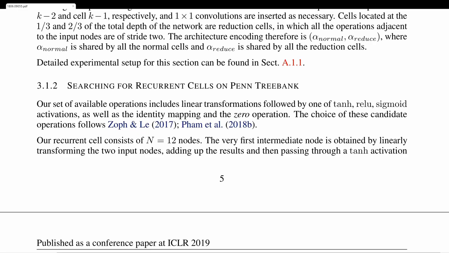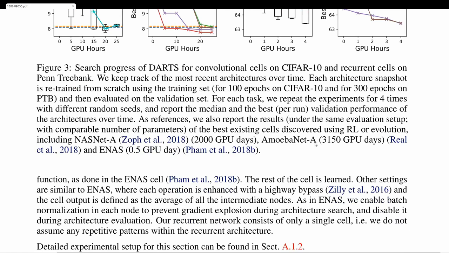Searching for recurrent cells on Penn Treebank. Our set of available operations include linear transformations followed by tanh, ReLU, sigmoid activations, as well as the identity mapping and zero operation. The choice of these candidate operations follows these papers. Our recurrent cell consists of n equals 12 nodes. The very first intermediate node is obtained by linearly transforming the two input nodes, adding up the results, and then passing through a tanh activation function as done in the ENAS cell.